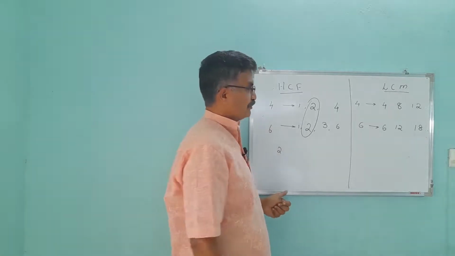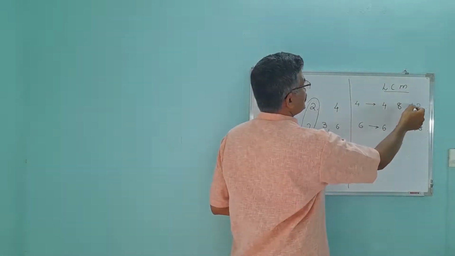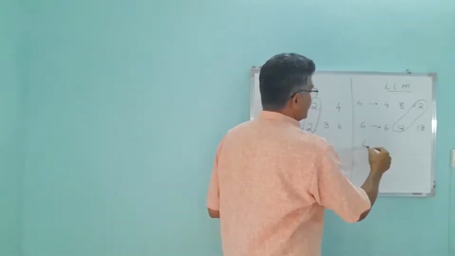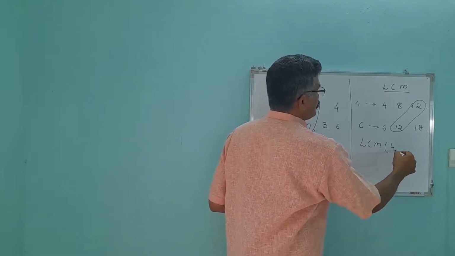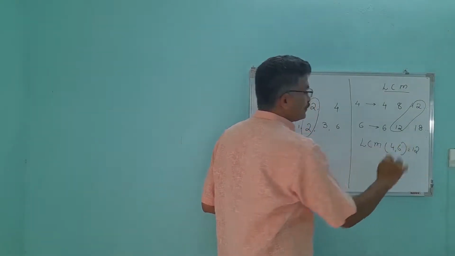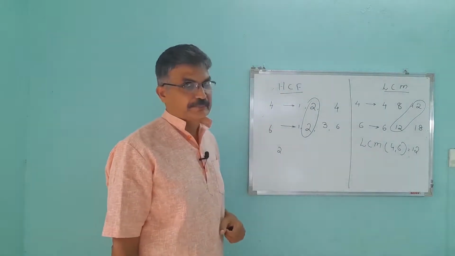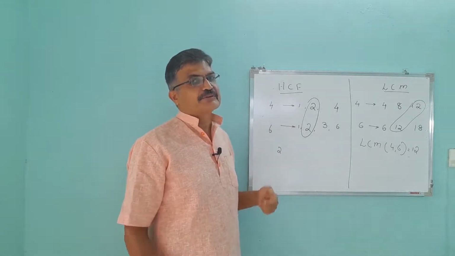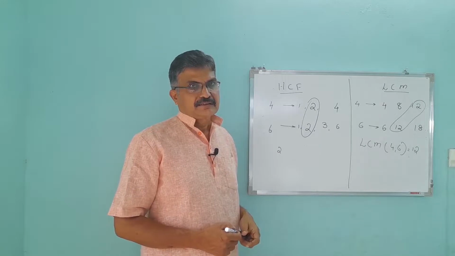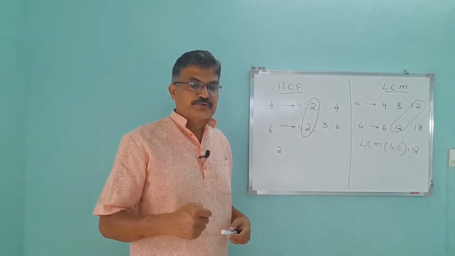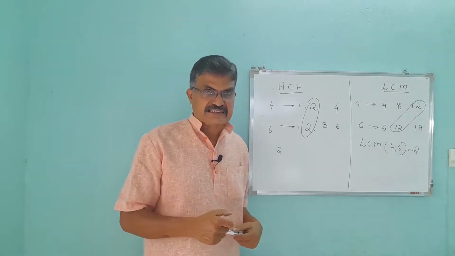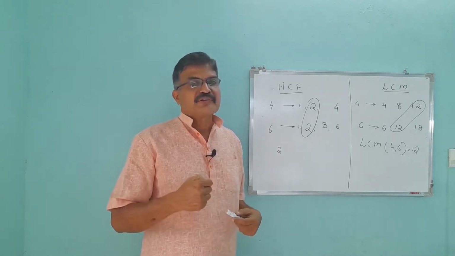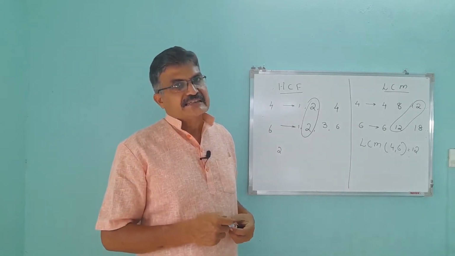Then, the lowest common multiple of 4 and 6. What is it? We can see that it is 12. Am I right? So the LCM of 4 and 6 is 12. LCM is always greater than the two given numbers. HCF is always less than or equal to the given two numbers. You have studied how to find LCM and HCF by prime factorization in the earlier classes. Now we will look at Euclid's division algorithm.